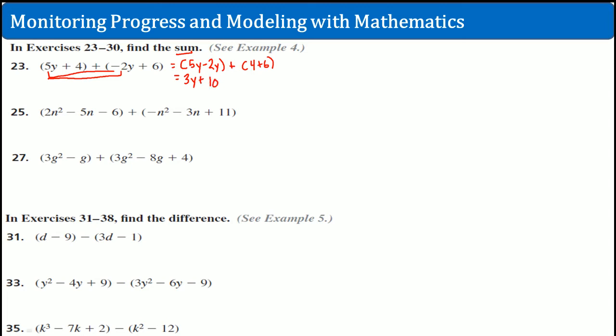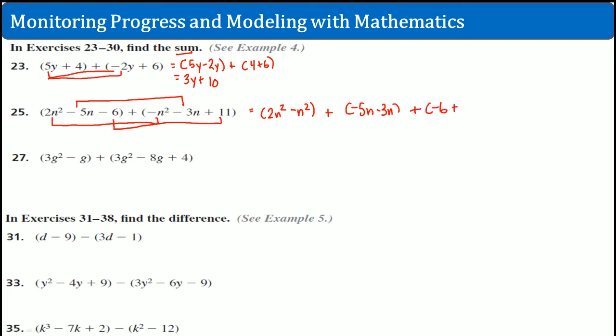There you go. Next, okay, this is the n squared, which is the second degree. Fits with that one. So that's 2n squared minus n squared, plus this term is the first degree. So that is your negative 5n minus 3n. Then your last term, negative 6 plus 11.